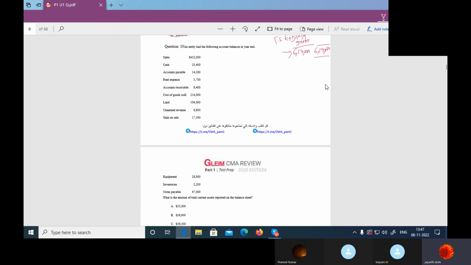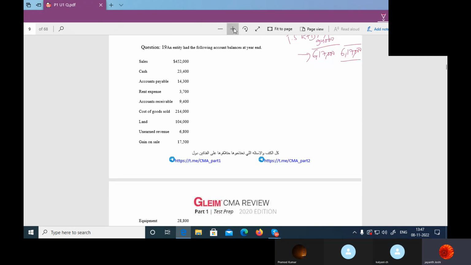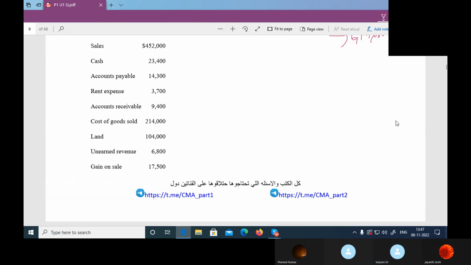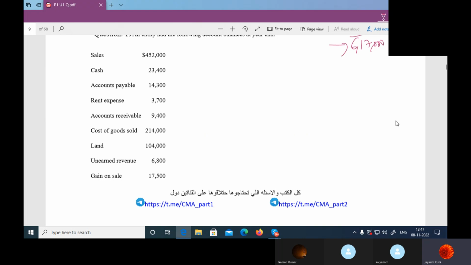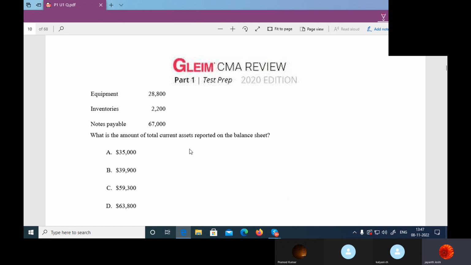Sorry, or else I'll zoom it if you can see that. Yeah, zoom in, sir. Take a look at the details. What is the question, sir? I'm not able to see. They are asking the question like this: amount of total current assets.